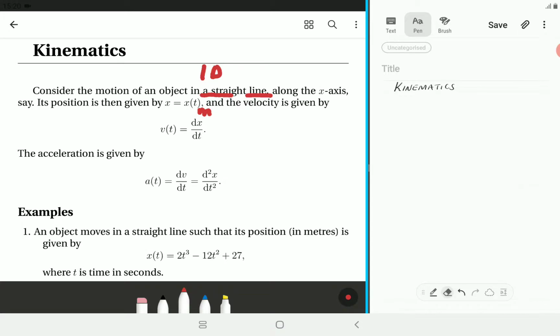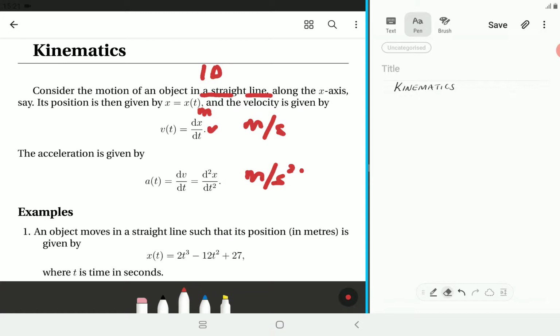Then the velocity can be obtained by differentiating the function x, so it's going to be given by dx/dt, and the velocity is going to be in meters per second. And then from there we can differentiate the velocity, and that's going to give us the acceleration, and so the acceleration is going to be in meters per second squared. All right, so that's pretty straightforward. Now let's look at an example.